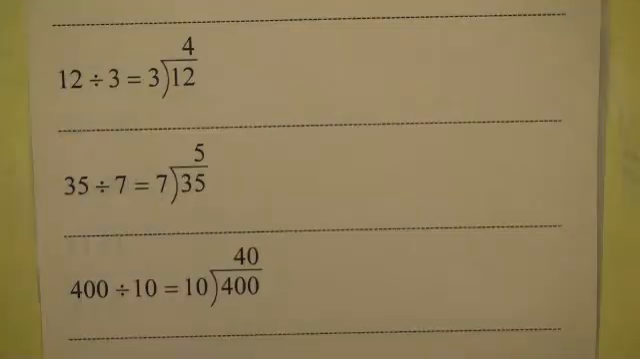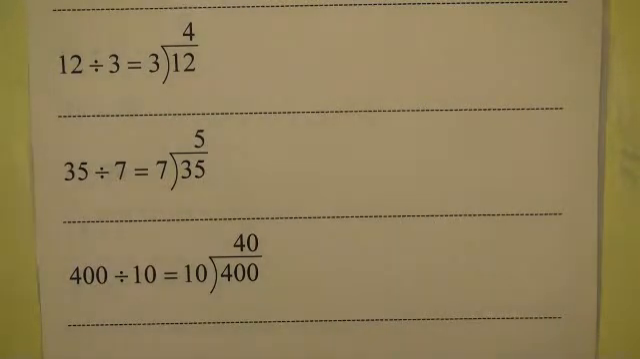The basic format is this. We're going to take 3 and divide it into 12. And therefore the answer is 4, because there are 4 groups of 3 to get 12, or 3 groups of 4, whichever way you want to describe it. 35 divided by 7 is just 7 divided into 35, which is 5. And we're all set.